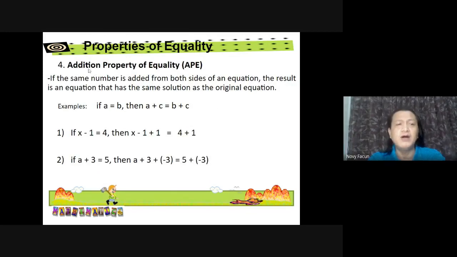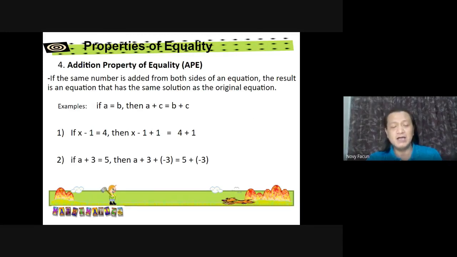Okay, another, we have the addition property of equality, or that acronym is APE. Ito naman, if the same number is added to both sides of the equation, the result is an equation that has the same solution as the original equation. Anong ibig sabihin nun?